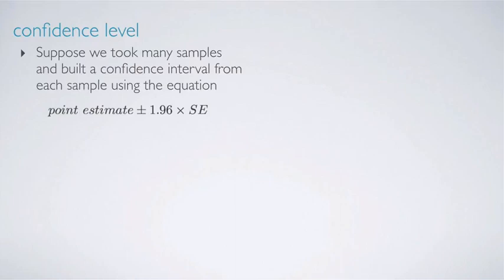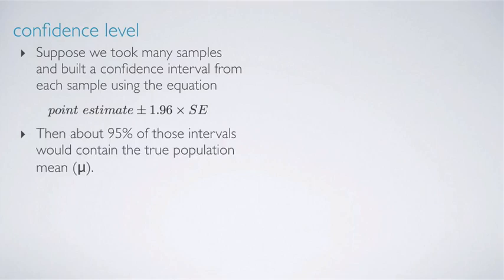First, let's define the confidence level. Suppose we took many samples and built a confidence interval from each sample using the equation point estimate plus or minus 1.96 times the standard error. Then, about 95% of those confidence intervals would be expected to contain the true population mean, the mu.